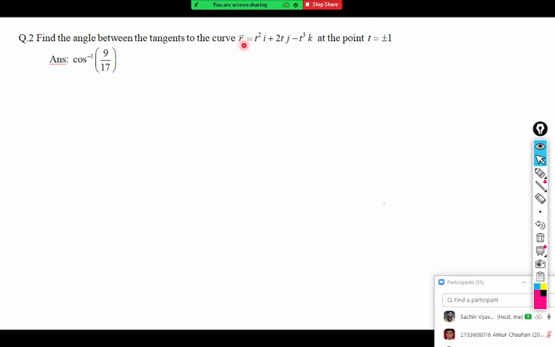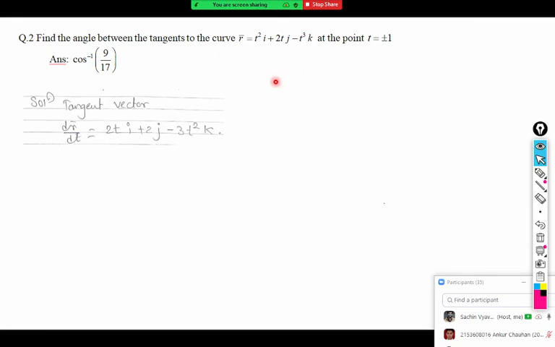So first of all, we are given a position vector. We want a tangent vector. What should be done to get a tangent vector? We will take a derivative. Yes, correct. So just take dr bar by dt, that is the tangent vector. What is the derivative? 2t i plus 2j minus 3t square k. So that is the tangent vector.